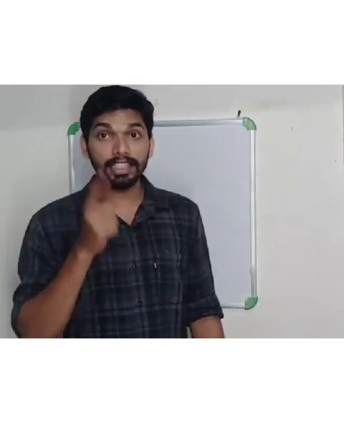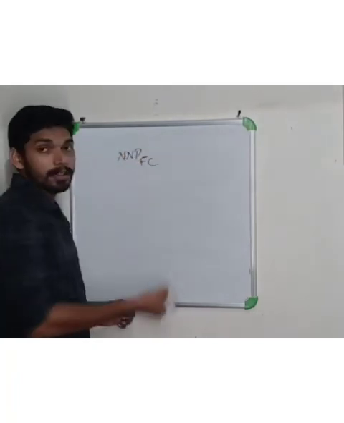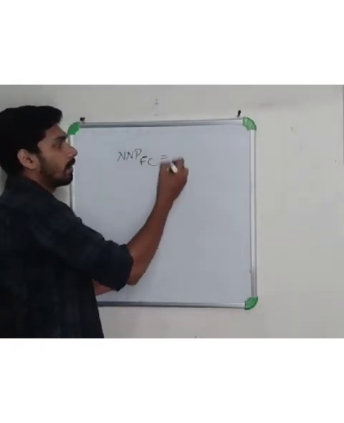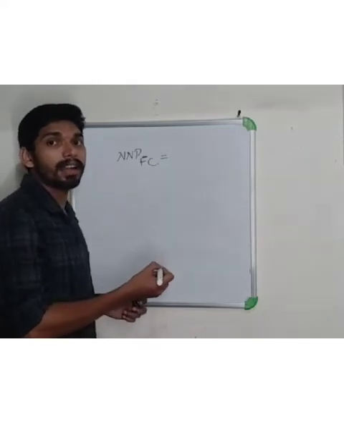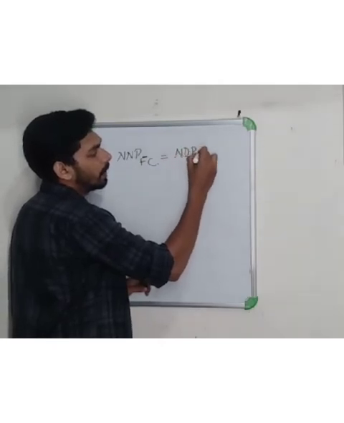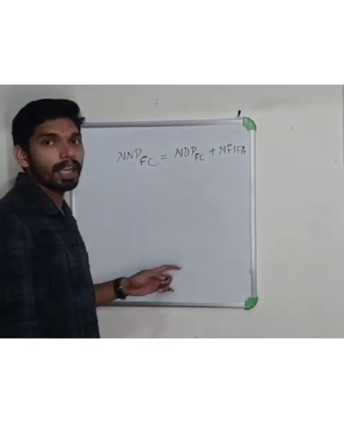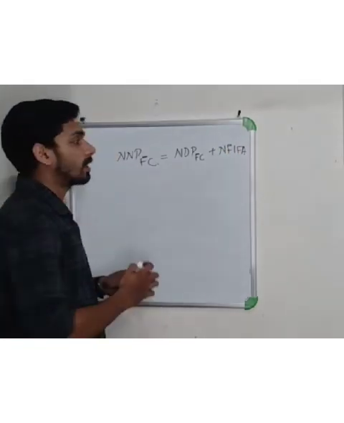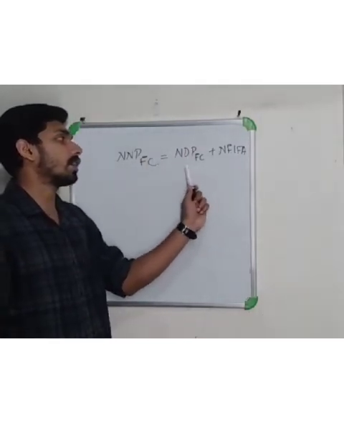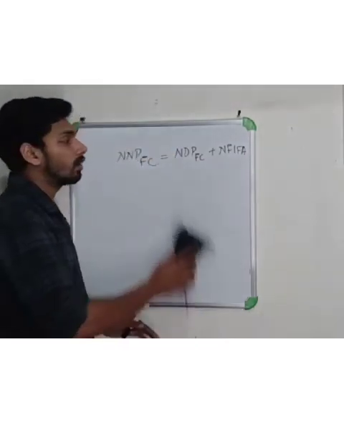What is the formula of calculating national income? It is the NNP at the factor cost. The NNP at the factor cost is the national income under the income method, and NNP at the factor cost equals NDP at the factor cost plus net factor income from abroad. So in order to find NNP at the factor cost, first we have to find NDP at the factor cost.